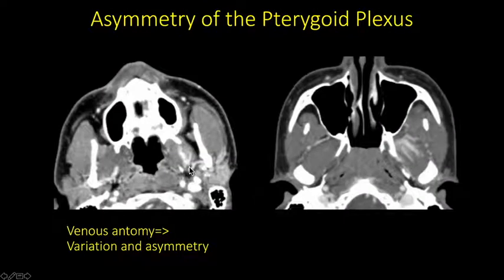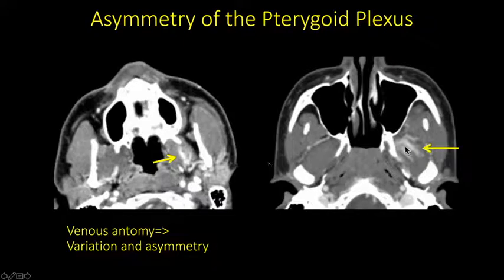So on imaging, they can look like this. They can be asymmetric, as you see in this patient's pterygoid muscles in the left-hand image. On the patient's left side, the yellow arrow is showing you. Venous anatomy is more susceptible to variation and asymmetry than arterial anatomy.